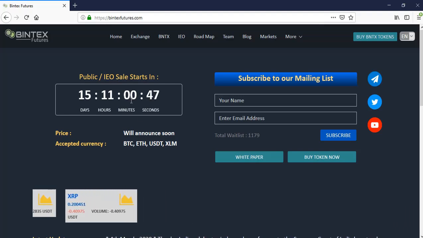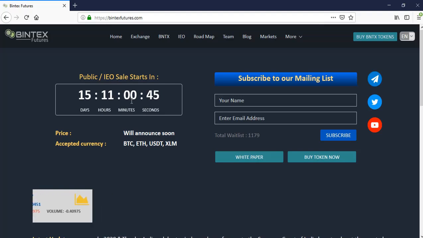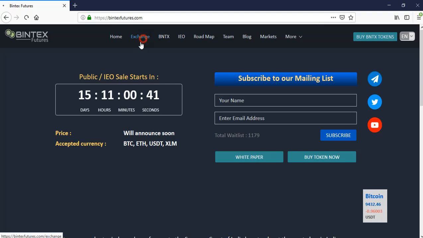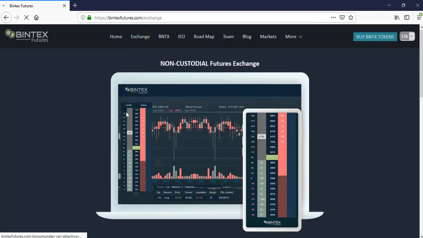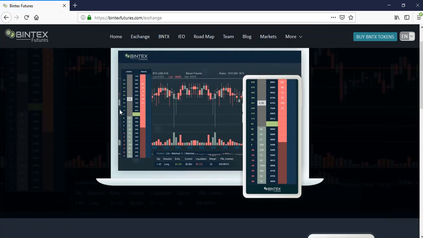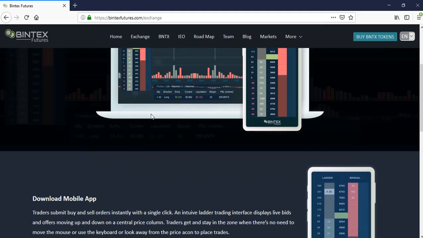Let's get acquainted with the project. Let's go into the exchange section. Let's get information about how it works here. Here we see that trade transactions are carried out not only by computer but also by mobile application. In other words, Bintexfutures also offers us the opportunity to trade with a mobile application.